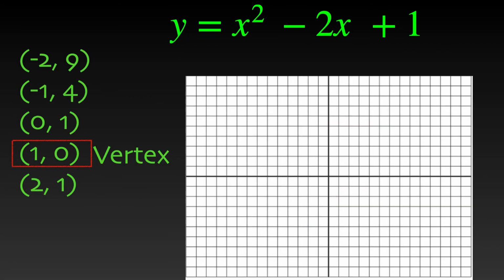So here's what I want you to do. This is an equation of a line, and I've given you the points that I want you to graph. And I've also told you which one of those points is the vertex. So pause the video, graph the points, and then come back and start the video again.